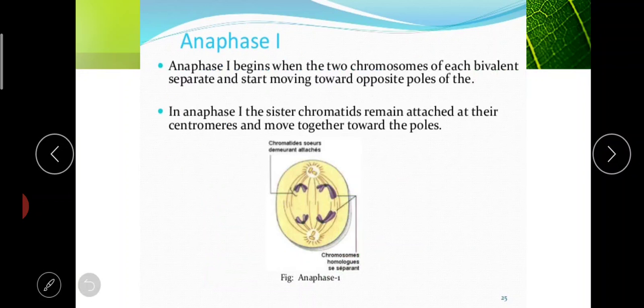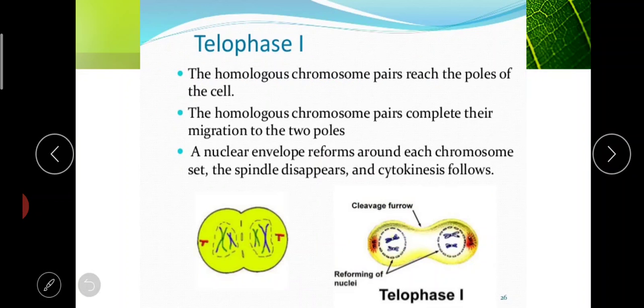Next is anaphase 1. Each homologous chromosome with its two chromatids and the undivided centromere moves towards the opposite pole. They stay undivided but start to move to opposite poles. We call it a dyad. Next is telophase 1, where the haploid number of chromosomes reaches the respective poles. What we saw in mitosis will happen the same way here.